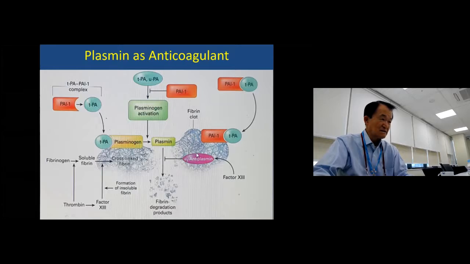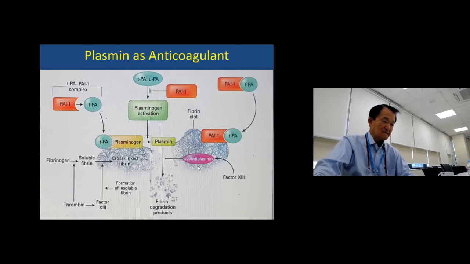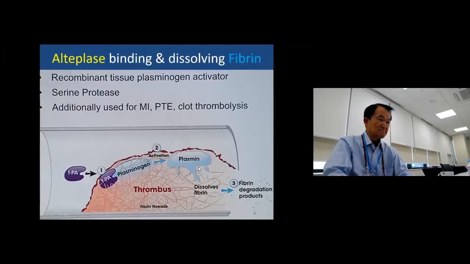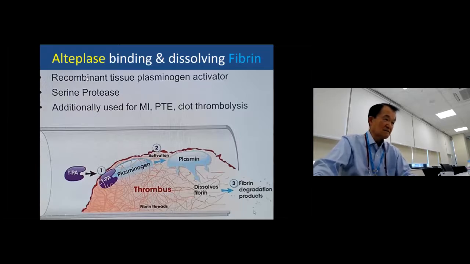So this plasminogen is converted to plasmin, and this plasmin is a sort of enzyme activation that makes this conversion. And so there are some drugs on each step in trial period. So this is one of the drugs, Alteplase, that's dissolving fibrin.